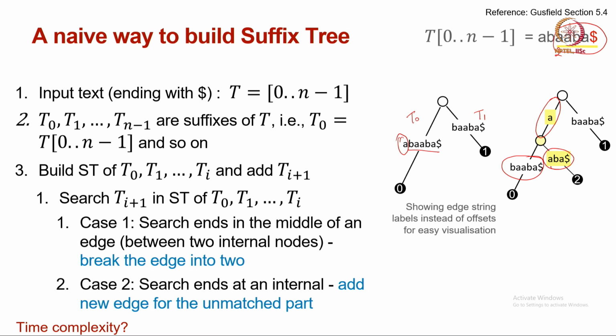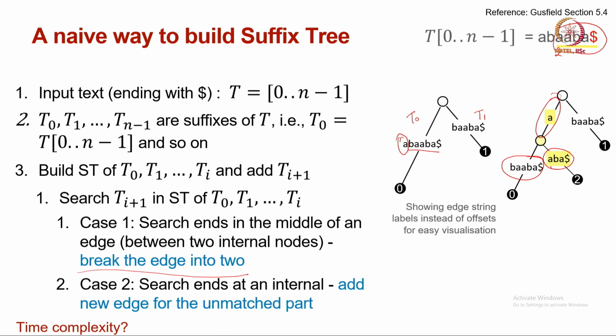So I can incrementally add new suffixes in this tree, and I can handle both cases. My search of a pattern may end in the middle of an edge, or my search may end at an internal node. In the first case I may need to break the edge into two. For example, here I have to break the edge into two. In the second case, if a search ends at an internal node, then I just need to add a new edge for the unmatched part.